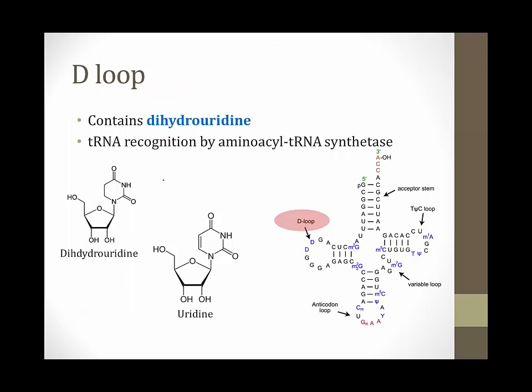The D loop gets its name because it contains an unusual nucleotide called dihydrouridine. In the middle of the screen is the structure of uridine as you would normally find it in a molecule of RNA. The D loop contains molecules of dihydrouridine. It's called dihydrouridine because 2 hydrogens have been added to this double bond here to make it a single bond. And you can see in this picture on the right side of the screen that we've got 2 of these dihydrouridine nucleotides present in the D loop. And the D loop is important because this is the portion of tRNA that's recognized by the enzyme aminoacyl-tRNA synthetase, and we'll talk later about what this enzyme does.